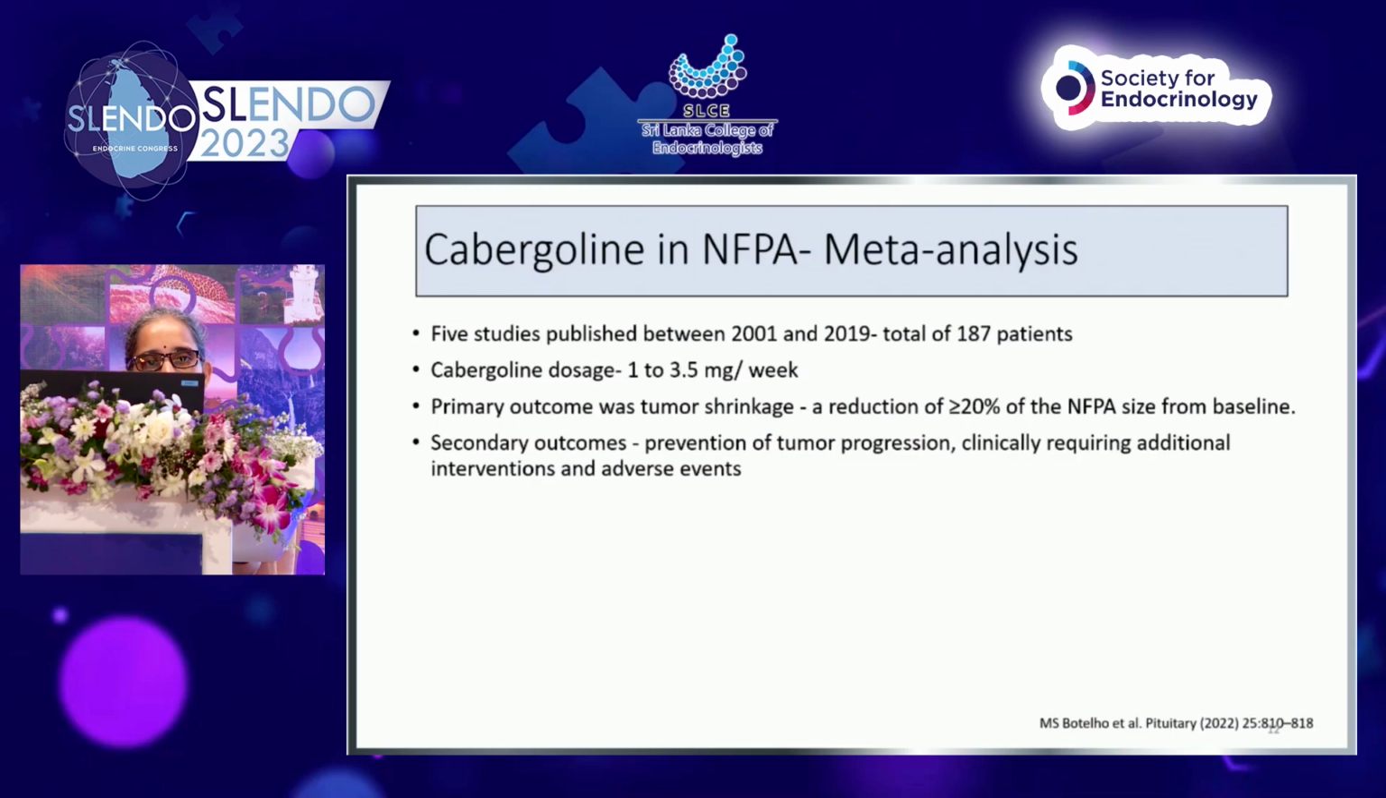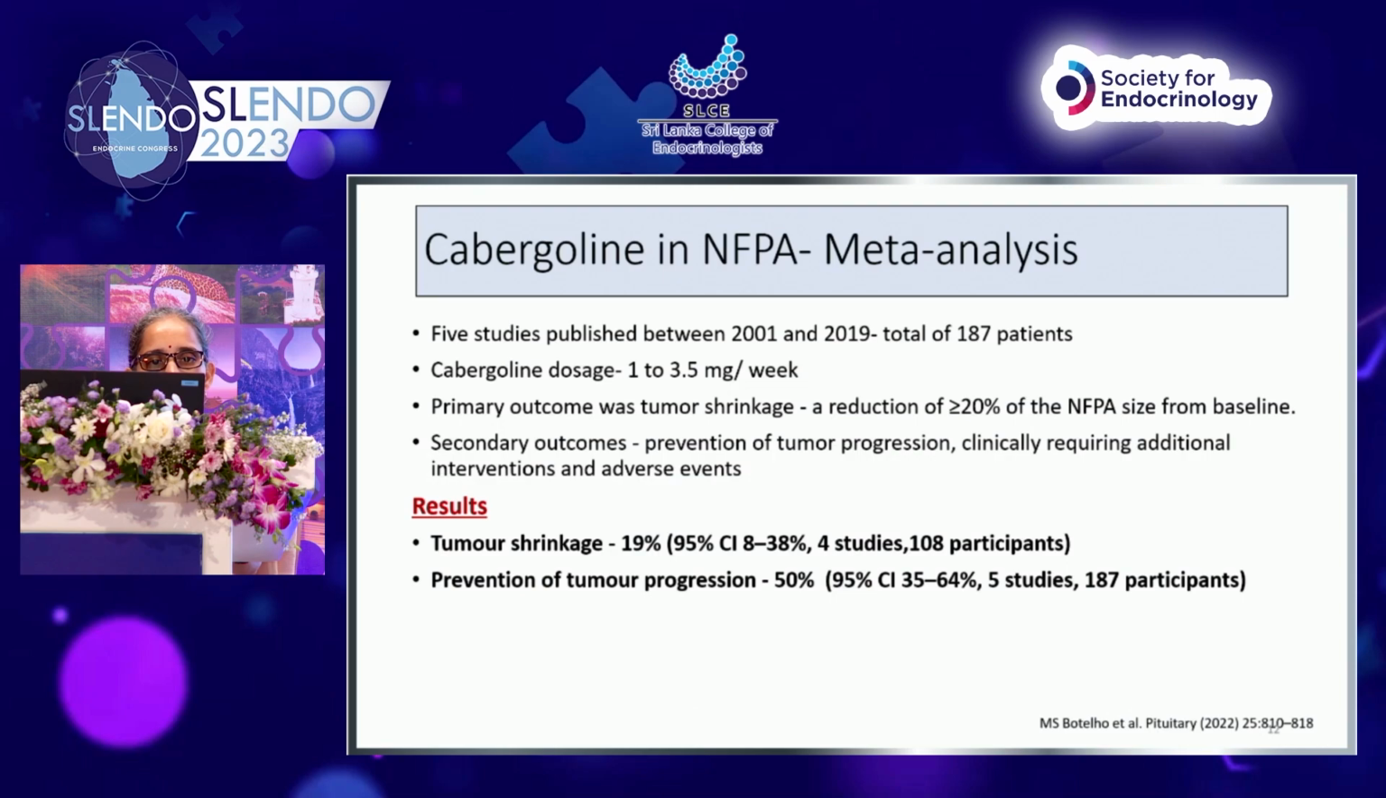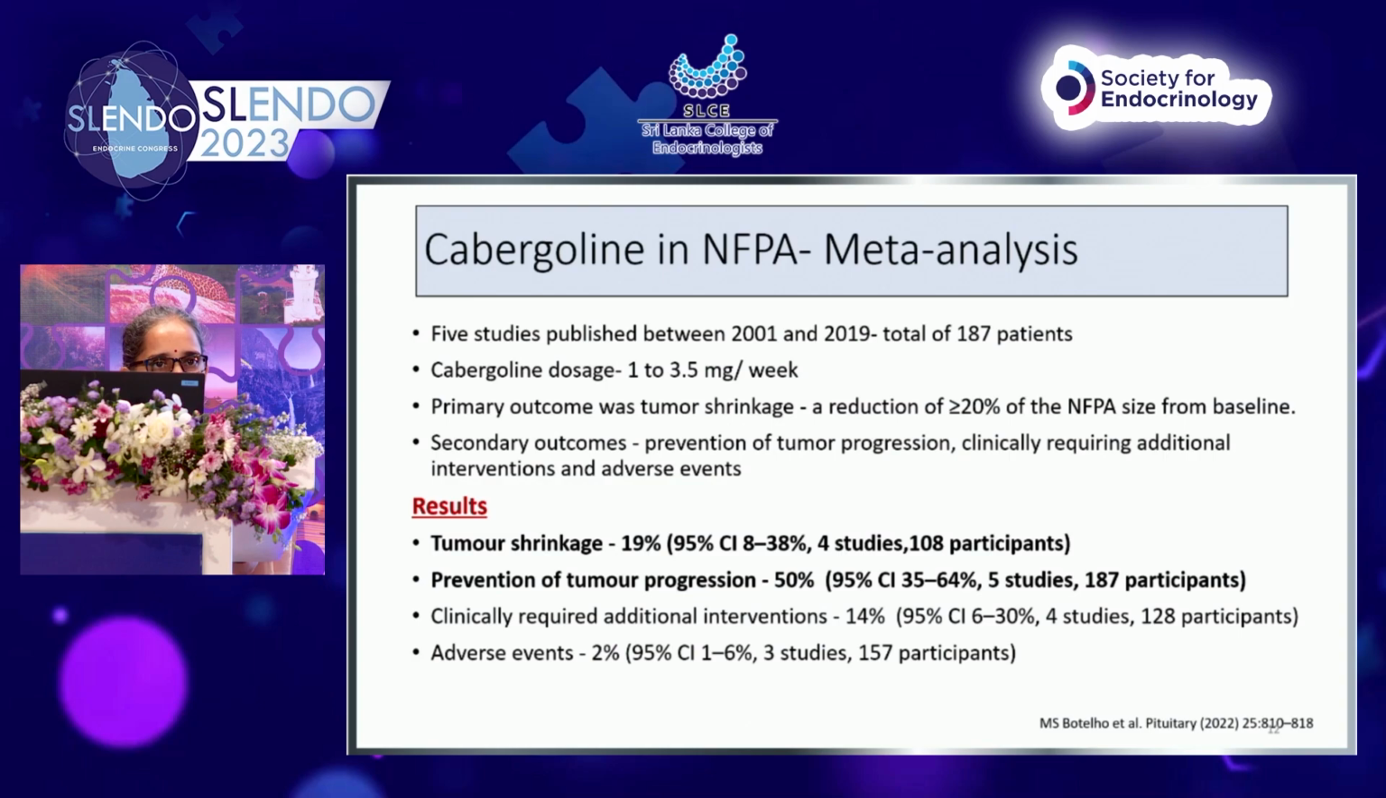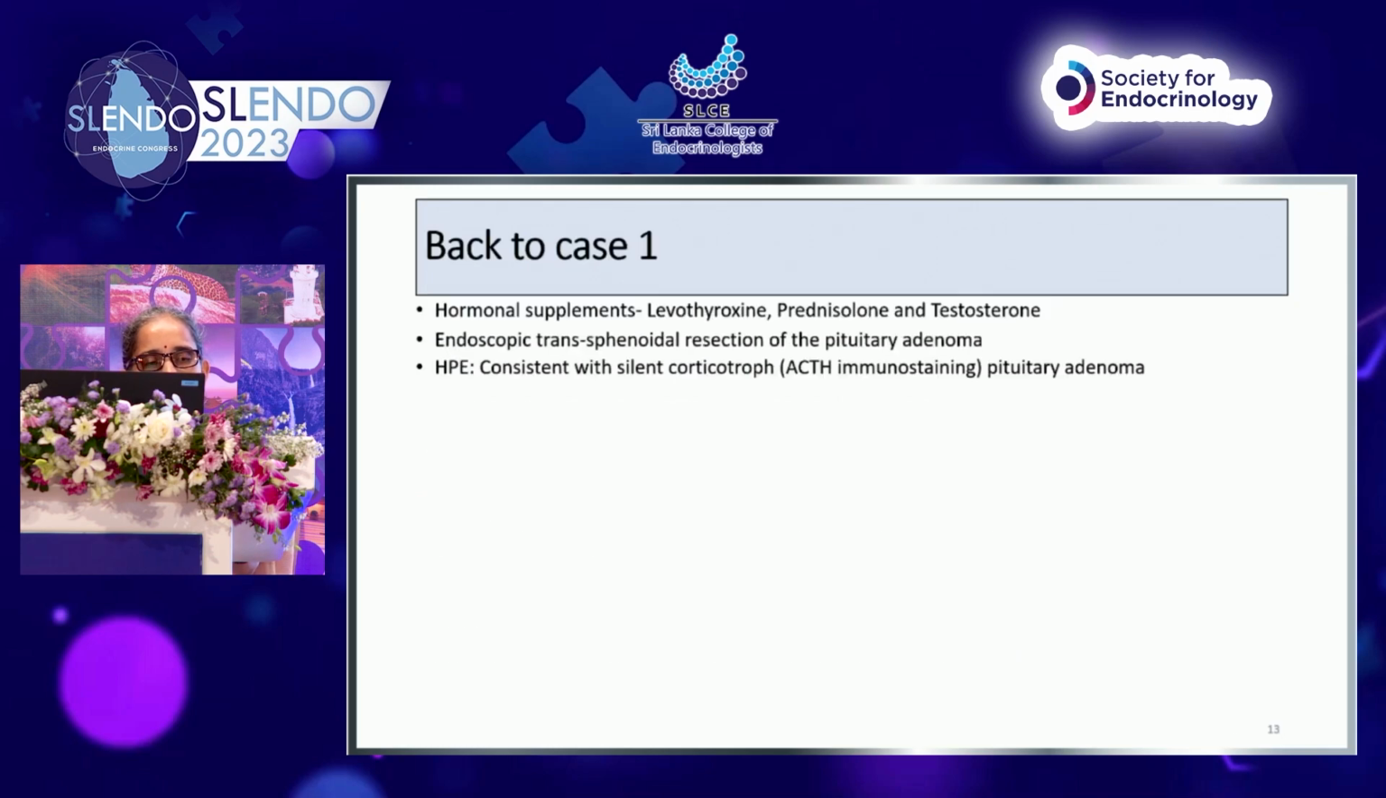Coming to the medical management, there is a meta-analysis of the use of cabergoline in non-functioning pituitary adenomas from 5 published studies, which included 187 patients. It showed that tumor shrinkage was observed in 19% of these patients, and in about 50% it prevented tumor progression. So this would be one of the main objectives in patients where you would be interested in avoiding tumor progression, especially when a patient is not fit to undergo further forms of therapy. Adverse events were only reported in 2% of patients.